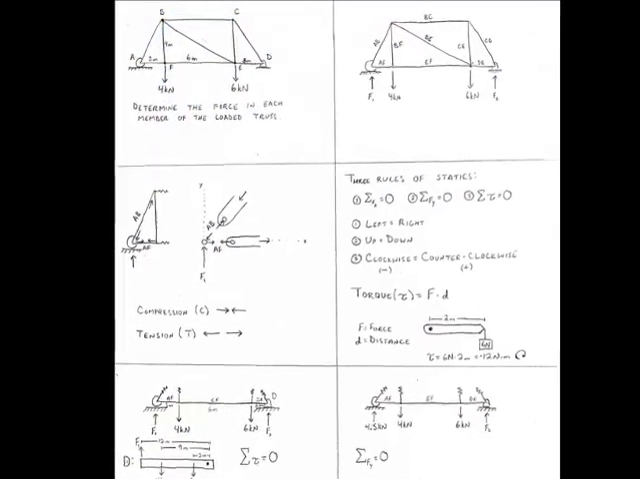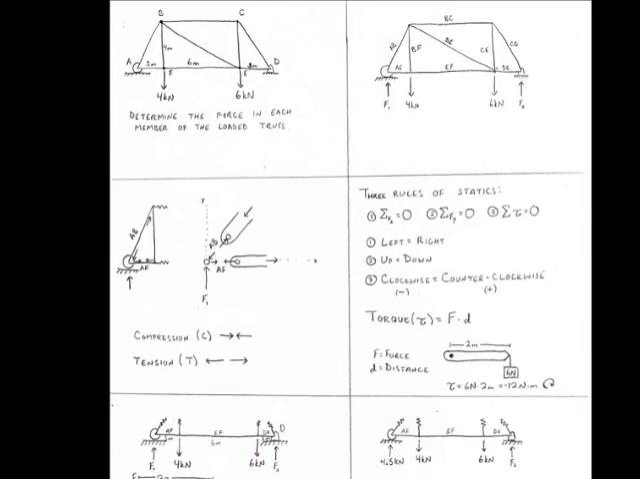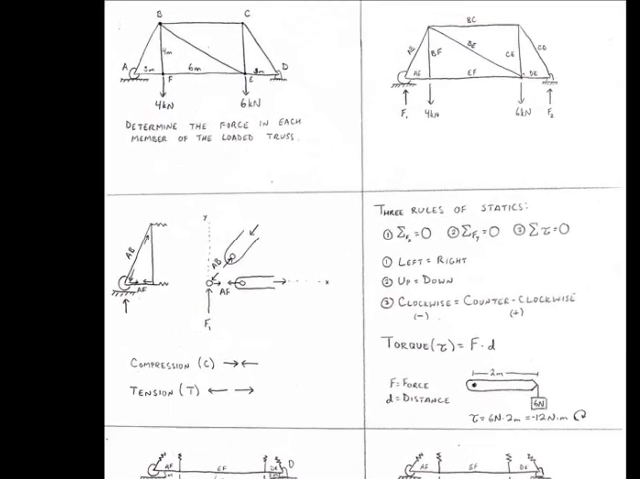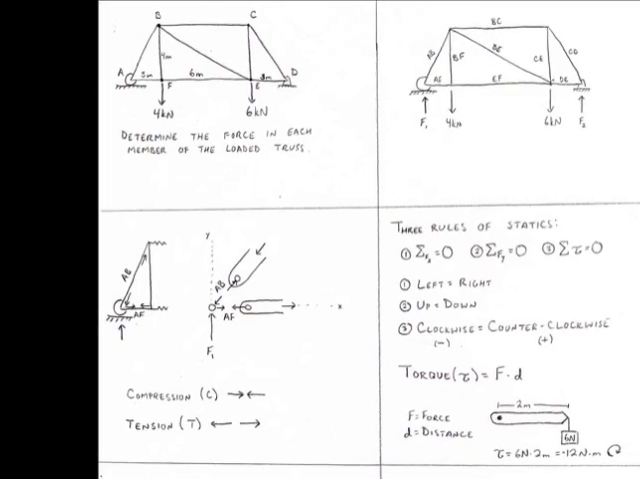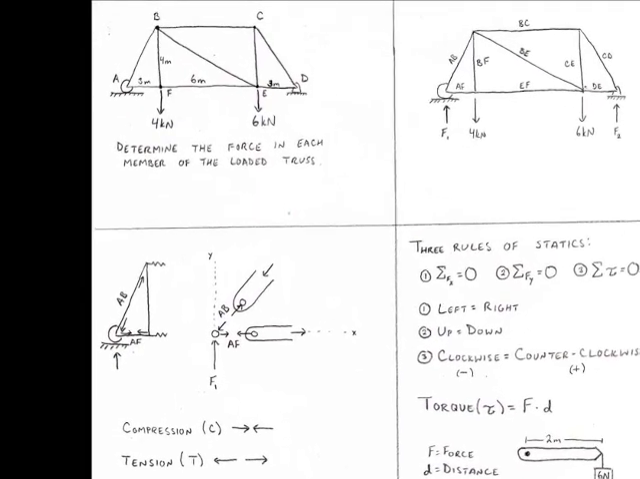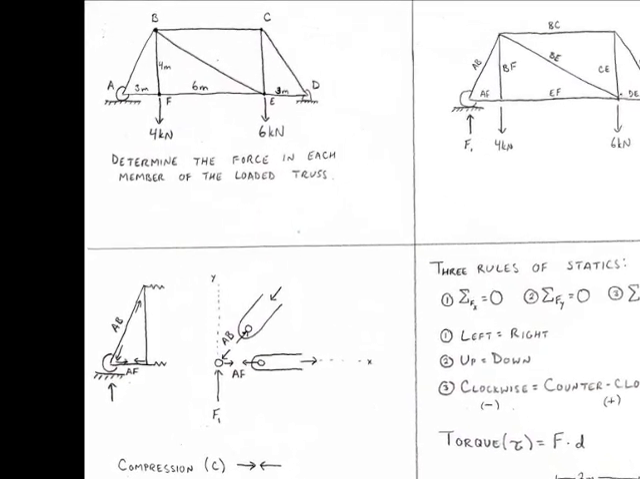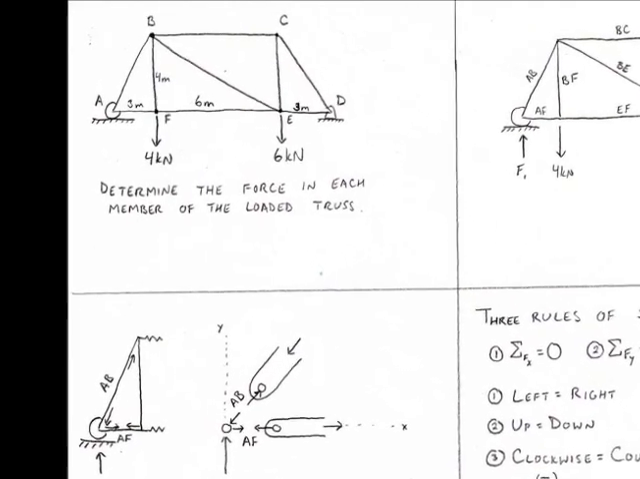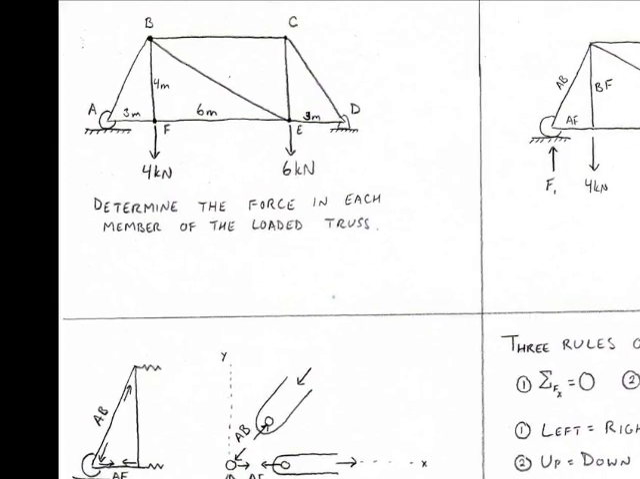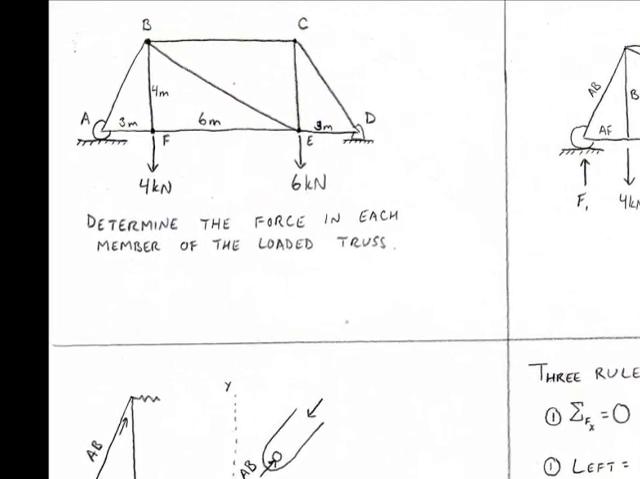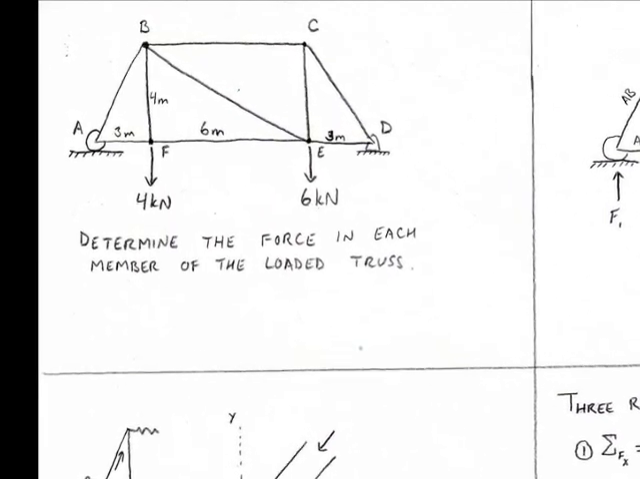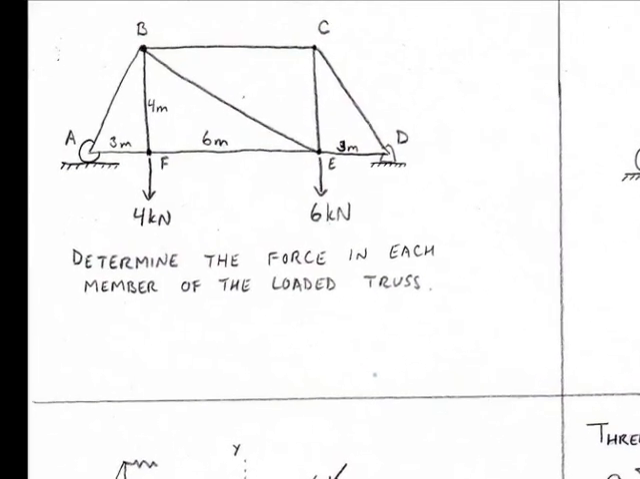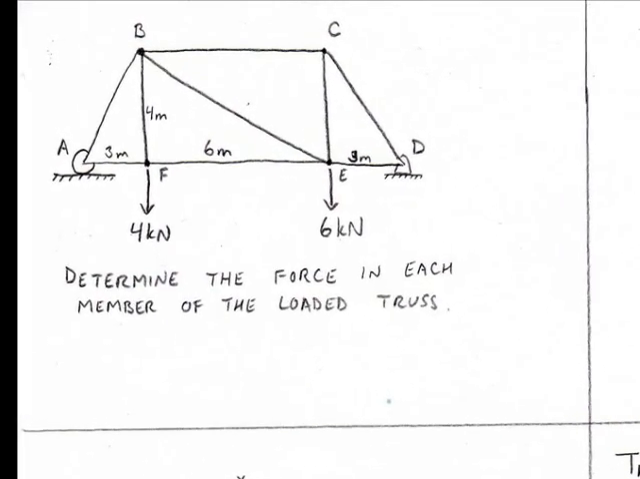The following tutorial will help you solve simple truss problems to determine the force in each member of the loaded truss. Before us we have a simple truss with joints A through F, one member diagonally between joints B and E, and two loads, one load of 4 kilonewtons at joint F and another load of 6 kilonewtons at joint E. Joint A is on a roller while joint D is fixed to the ground.